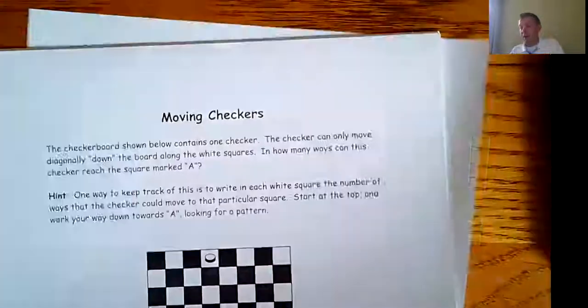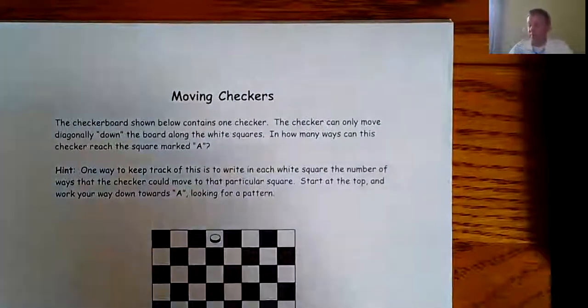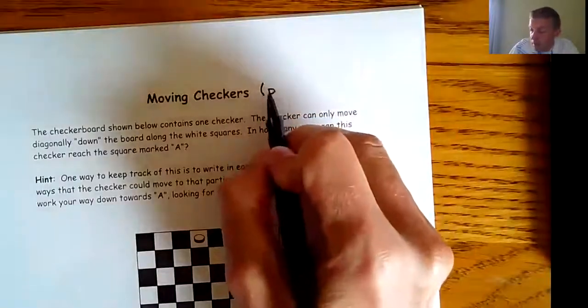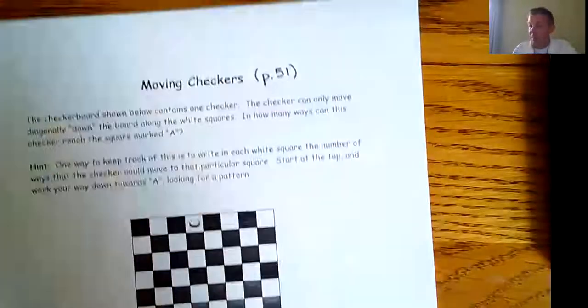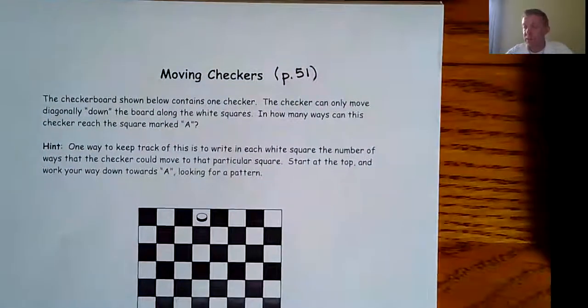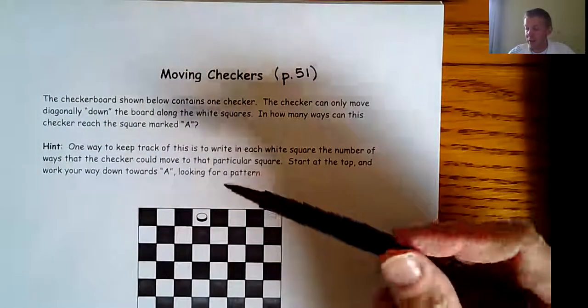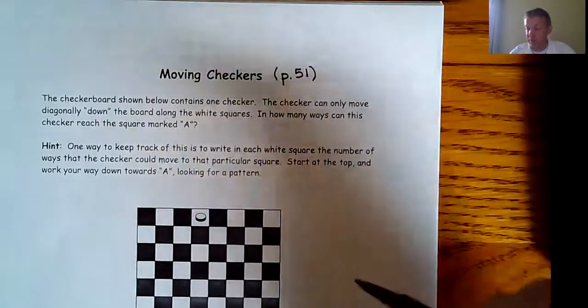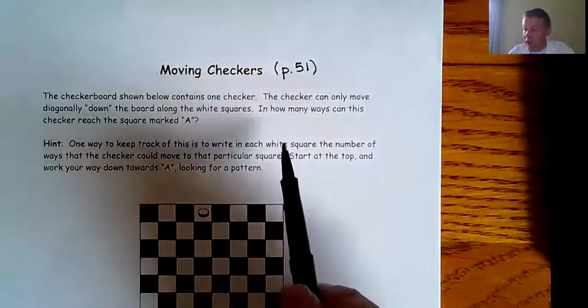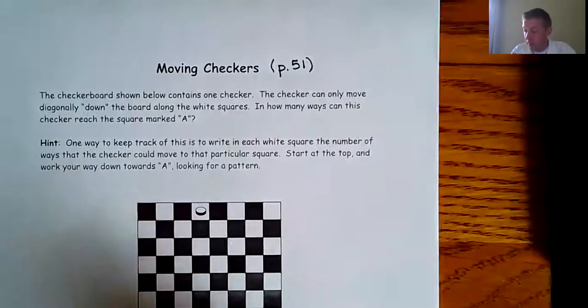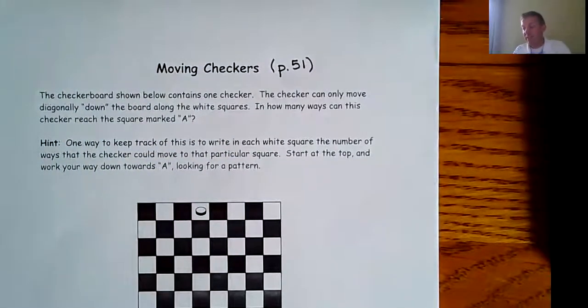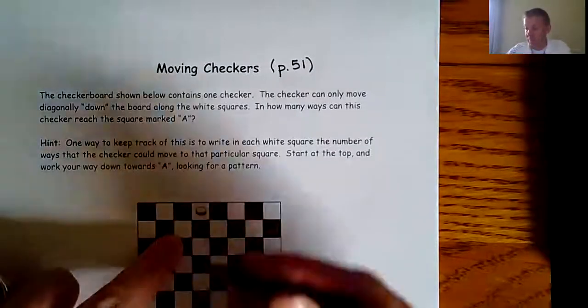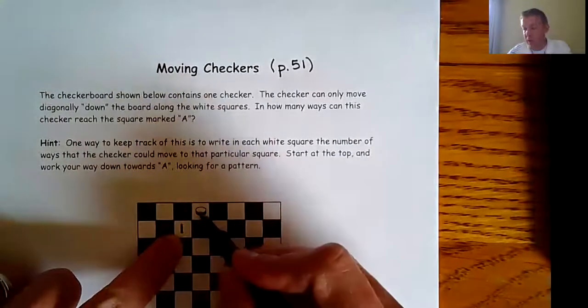All right, and then the other one I want you to do is page 51. Page 51 is called Moving Checkers. It says the checkerboard shown below contains 1 checker. The checker can only move diagonally down the board on the white squares. And how many ways can the checker reach the square marked A? So for example, how many ways can I get to this spot? I can only get 1. There's 1 way to move.